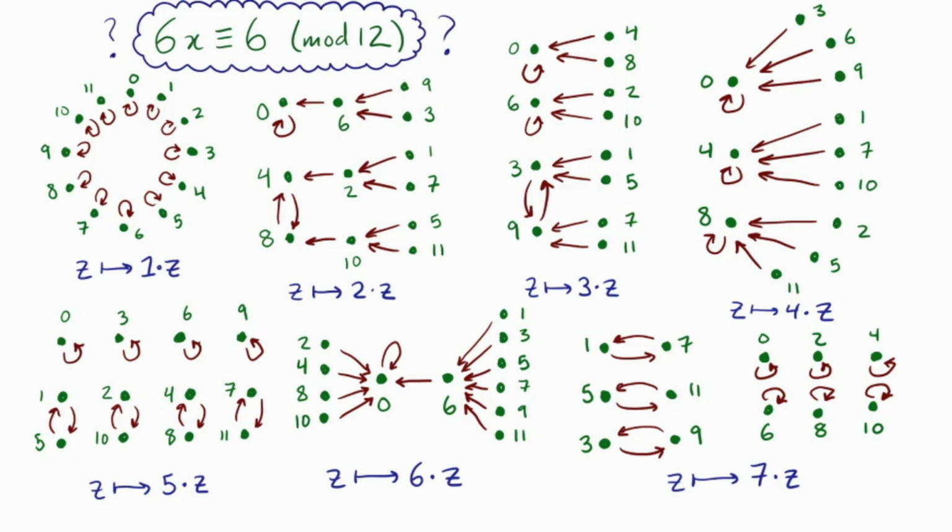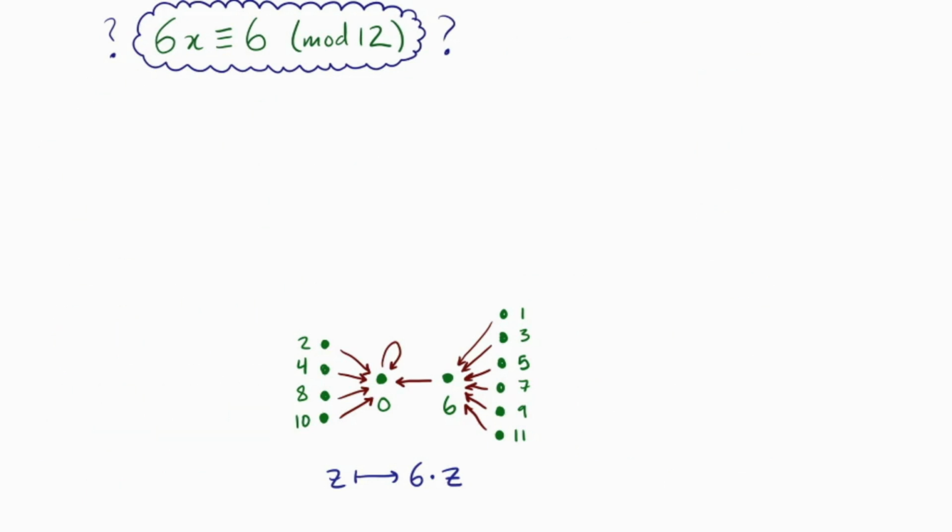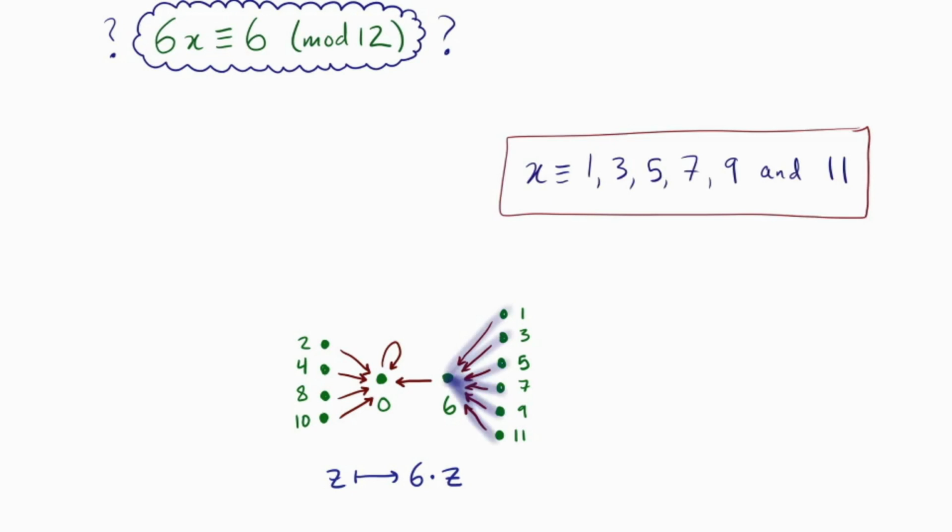Okay, I looked at the dynamics of multiplication by 6. I got 1, 3, 5, 7, 9, and 11 as my solutions. So I definitely can't just cancel the 6 and get x congruent to 1 mod 12. There are in fact a ton of solutions.